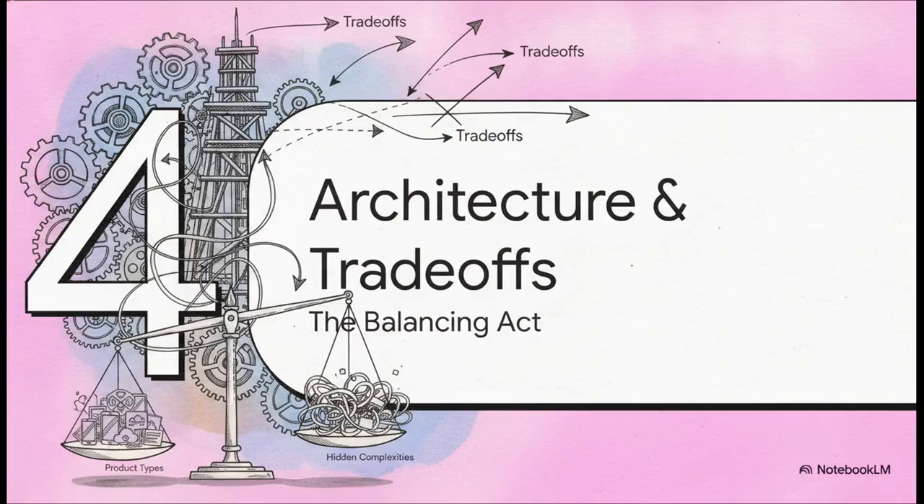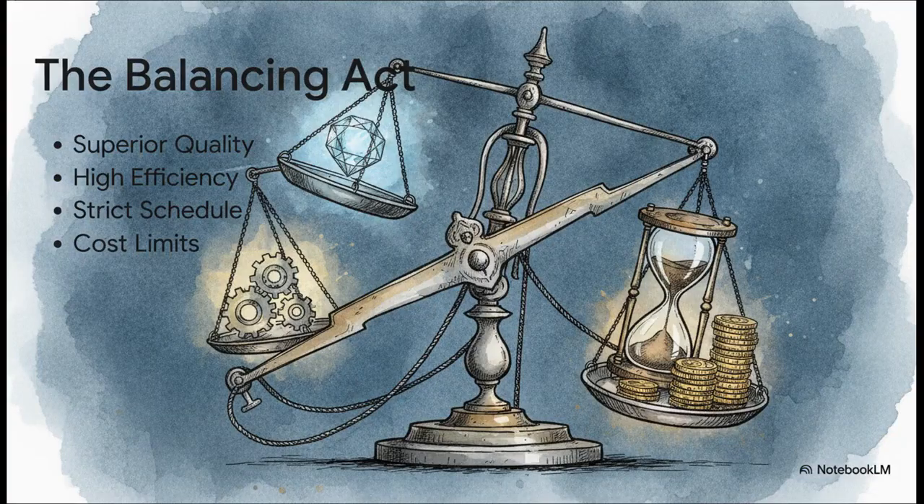Which leads us to Section 4, Architectures and Trade-offs, the ultimate balancing act. So with all that said, how do we balance all these competing product types and those hidden complexities? Basically, we rely on architecture and the really painful necessity of making trade-offs. Because you just can't have it all.